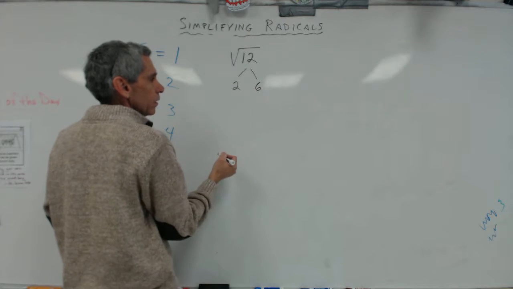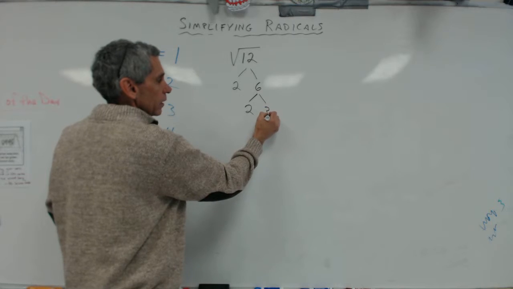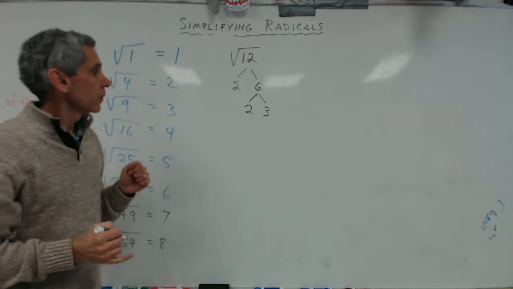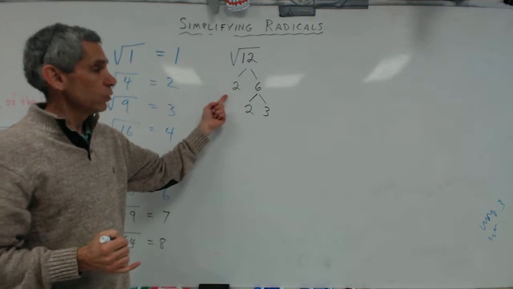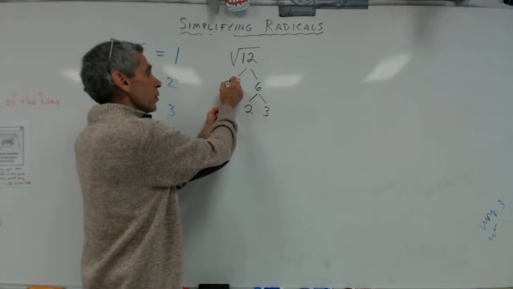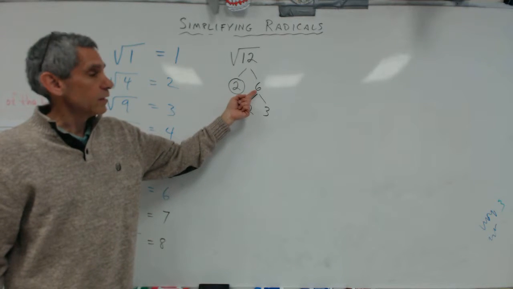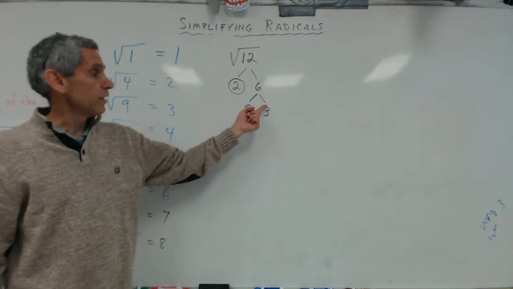You guys agree with me? Yeah. And then 6 is 2 times 3. Oh, yeah, I remember now. You just bring the other two down, right? So 12 is 2 times 6. 2 is a prime number, right? So I'm going to circle my prime number, right? And then 6 is not, that's a composite number, right? It still has other things that go into it.